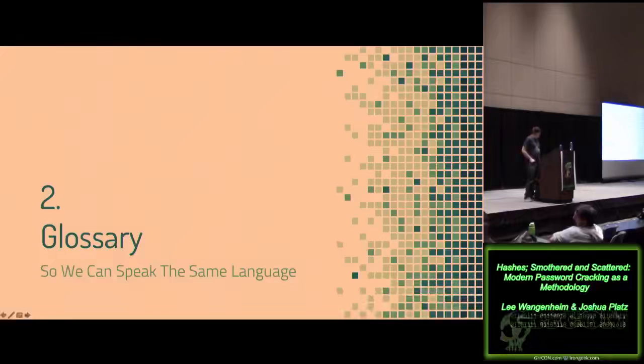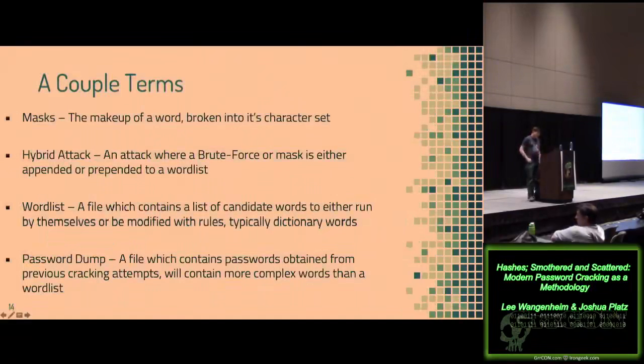I'm going to go over some of the terms that we use, just so we're all kind of speaking the same language. So a mask. A mask is the makeup of a word broken into its character set. A good example of this is Fall2019, starting with a capital letter, would be an uppercase letter followed by 3 lowercase letters and then 4 digits, right?